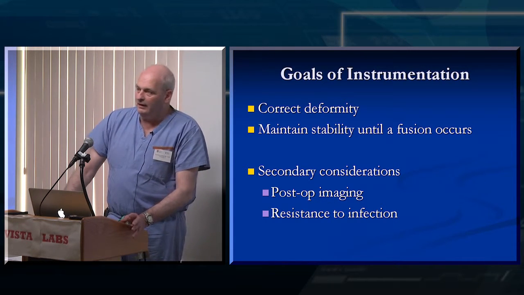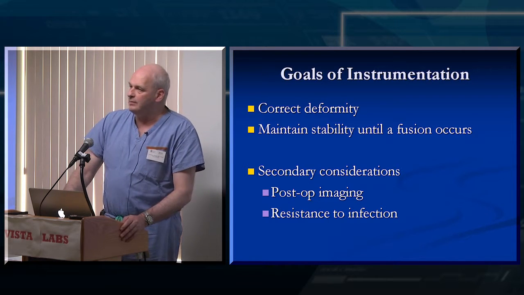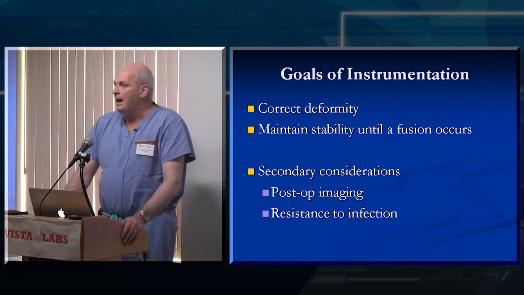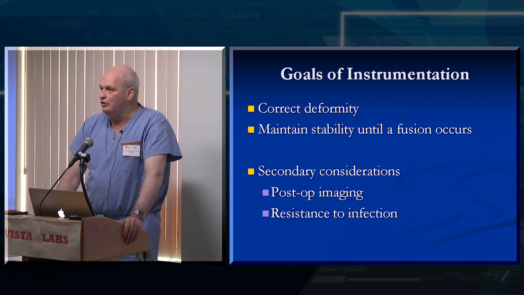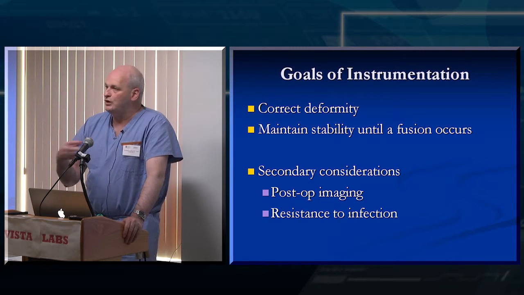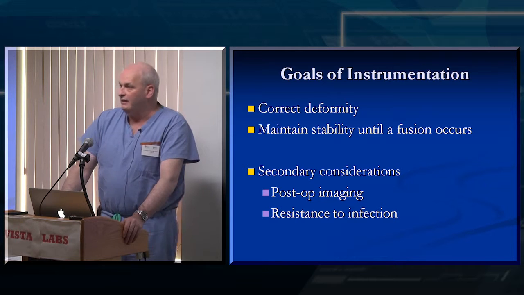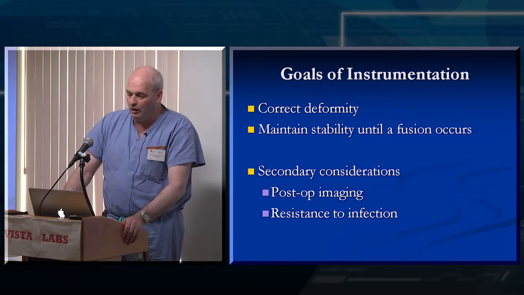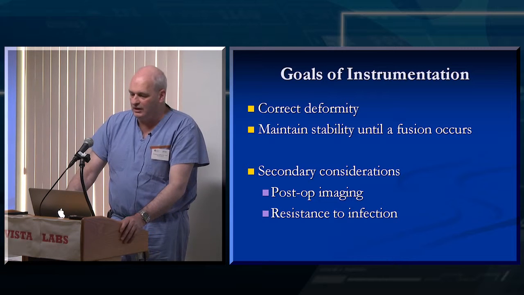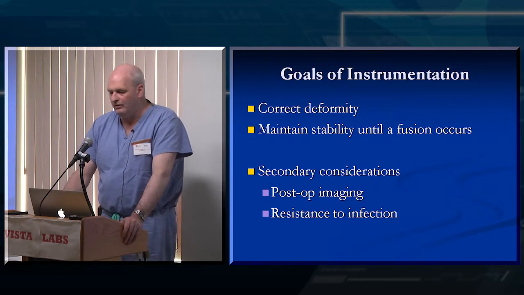It's beyond the limits of this talk, but a lot of different things have been shown as far as bone healing, that the better you stabilize it, the more rigid it is, the better chance that a fusion will eventually occur. Particularly in the early stages, a lot of motion works against the eventual fusion from occurring. Then some other things that we're going to talk about when we're looking at our instrumentation are factors such as postoperative imaging and resistance to infection.